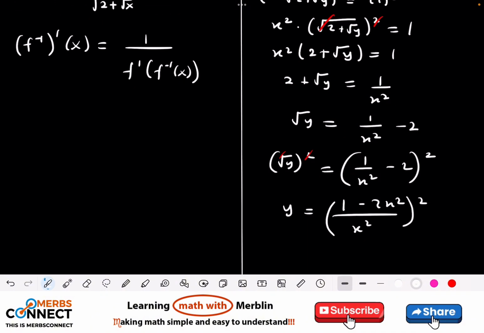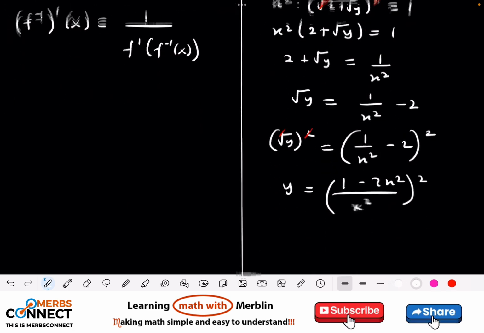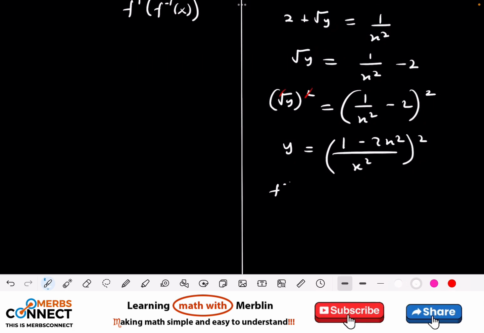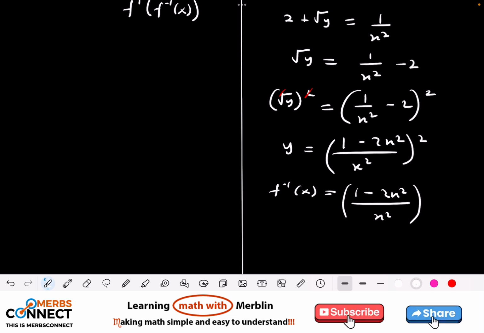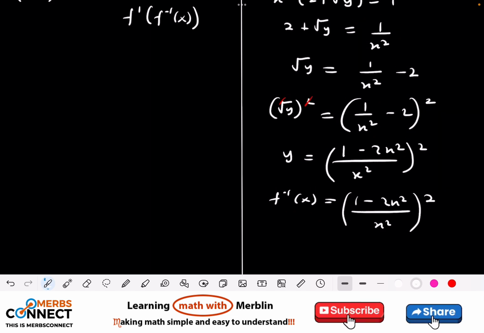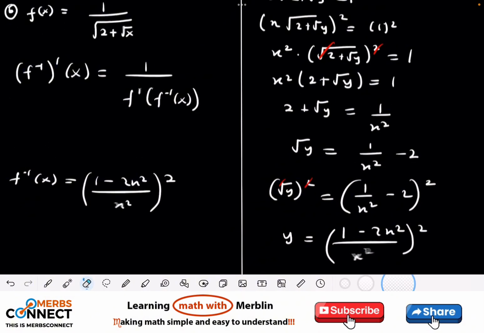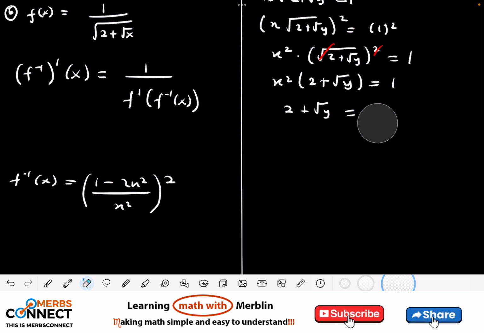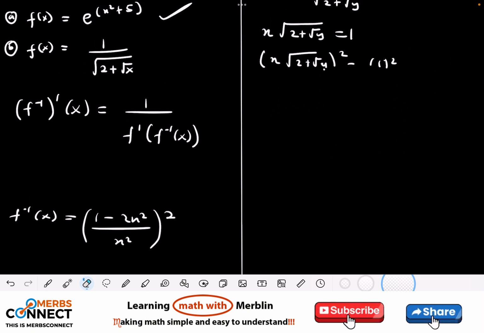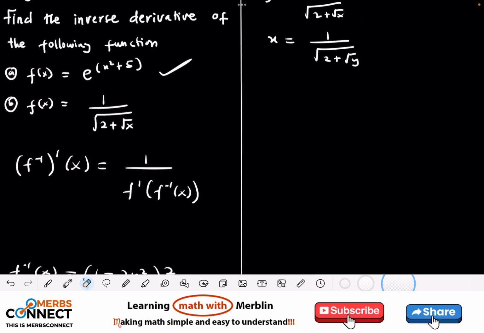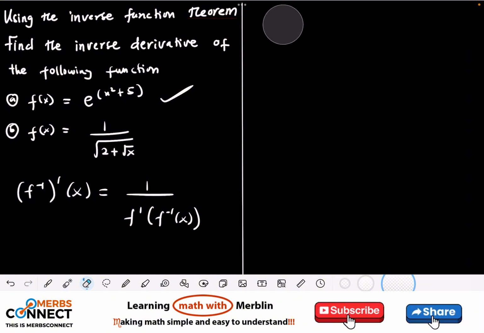So this is the inverse, right? Good. This is going to give us the inverse of x. So now this is what you are going to have, the inverse: (1 minus 2x squared) divided by x squared, all squared. So this is the inverse. Let me pick this one and put it here, and then clean up the rest of the solution. So very simple, getting along with.